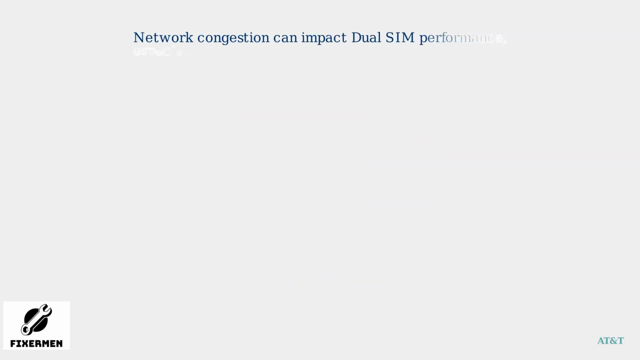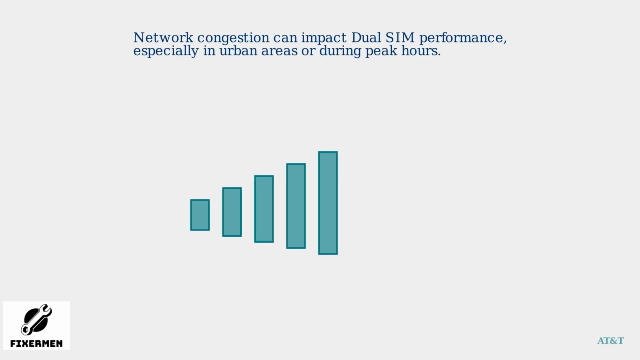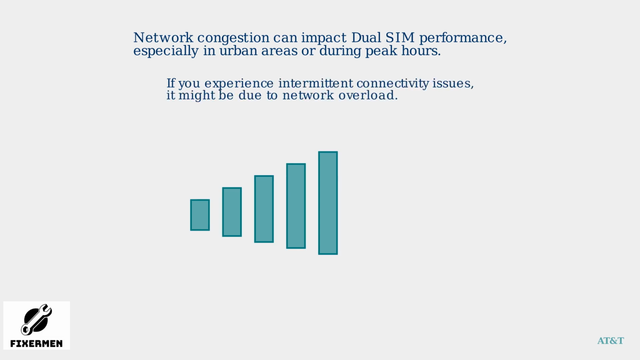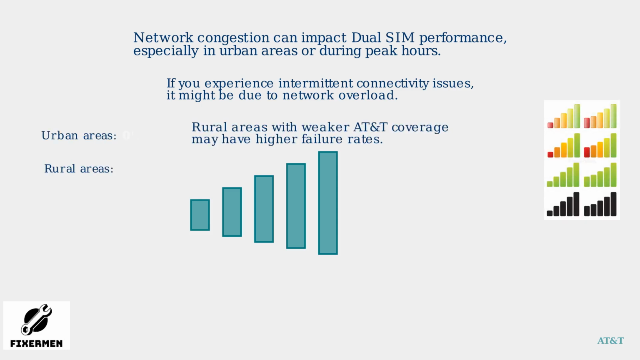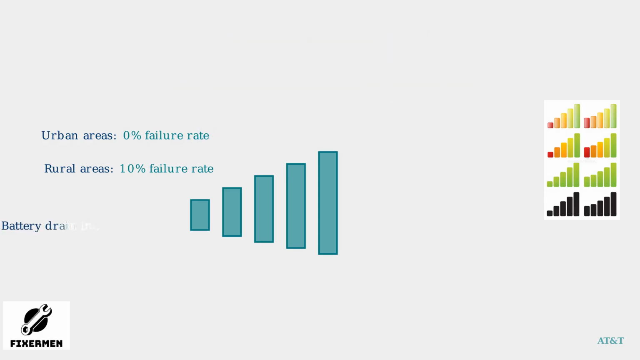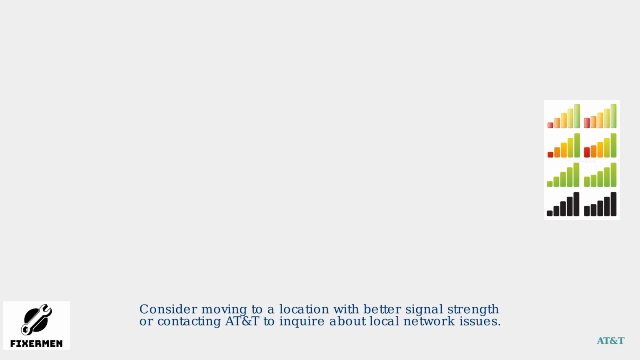Network congestion can impact dual SIM performance, especially in urban areas or during peak hours. If you experience intermittent connectivity issues, it might be due to network overload. Also, be aware that rural areas with weaker AT&T coverage may have higher failure rates. Dual SIM setups can also increase battery drain by 15 to 20% due to the additional network processing required. Consider moving to a location with better signal strength or contacting AT&T to inquire about local network issues.